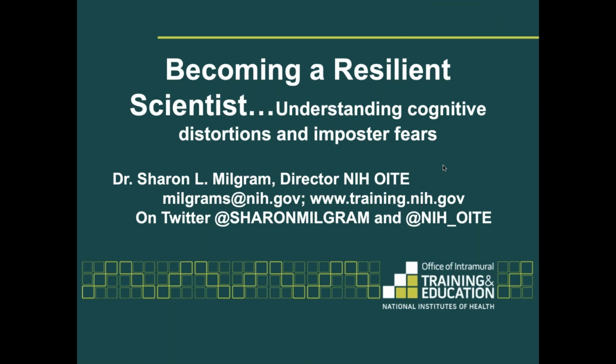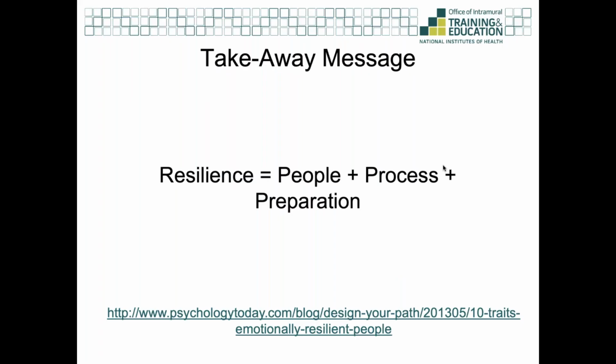All right, so the topic today is understanding cognitive distortions and imposter fears. I just want to start by reminding you of a few of the important messages from last week's overview of resilience. First, resilience is the ability to respond to setback and disappointment in a calm, focused, and more productive way. It's the ability to bounce back from a setback, to learn from it, and to keep moving forward.